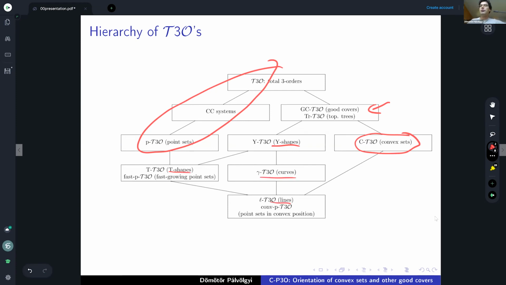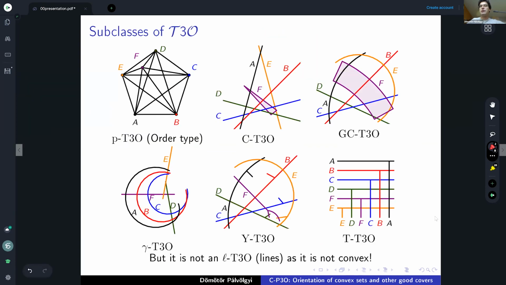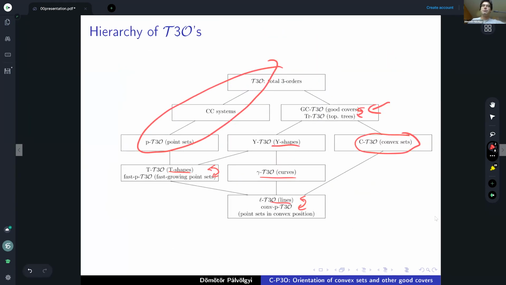We already have seen that good covers and topological trees give the same T3Os. And we have seen that lines and points in convex positions give the same T3Os. And so we'll also see a characterization for T shapes. Okay, sorry, let's go back. So our plan will be to first show that these don't realize all point sets, then we'll show that these don't realize all point sets. So this is what will happen.